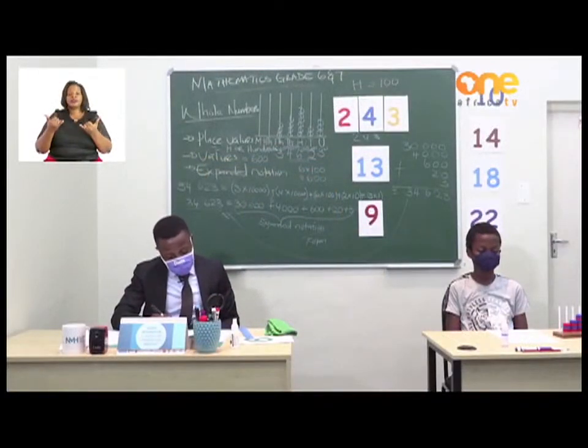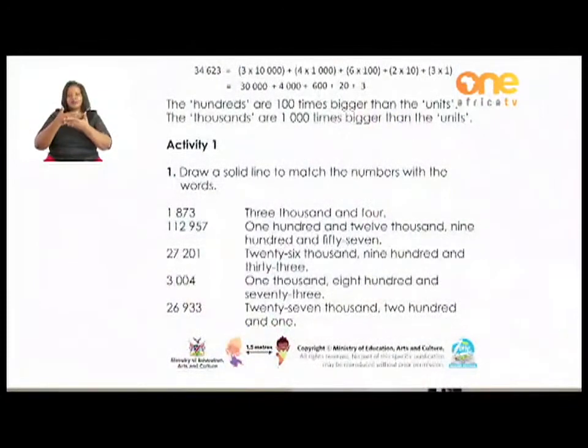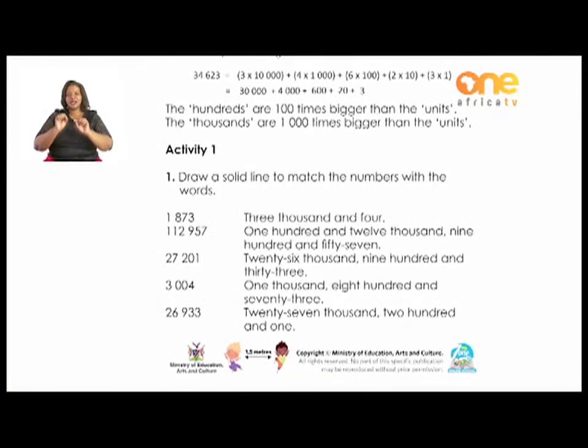Okay, let us now do Activity 1 on page 13. So we start with number 1. You need to draw a solid line to match the numbers with the words. What you have to do is read the words and then look at the digits or the numbers to see which one corresponds with that statement. So you start with the word, you read it, and you check at the numbers and see which one is corresponding. You just draw a line to connect or to match the two. I hope that is very easy. So you can try that one.